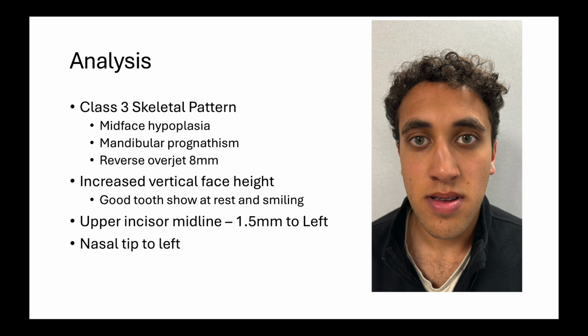In terms of analysis, we can see this patient has a class 3 skeletal pattern, which is made up of mid-face hypoplasia, mandibular prognathism, and he has an incisal reverse overjet of 8mm. He has increased vertical face height, and it's quite nice. He has good tooth show at rest, and also smiling. There's a small incisor midline discrepancy to the left, and he also has some obvious nasal deformity with the nasal tip over to the left-hand side as well.